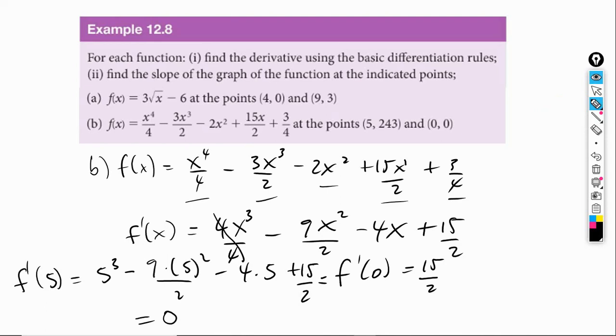You know what it means that at x equals 5, you have something like this, and you have a slope that is a horizontal line.